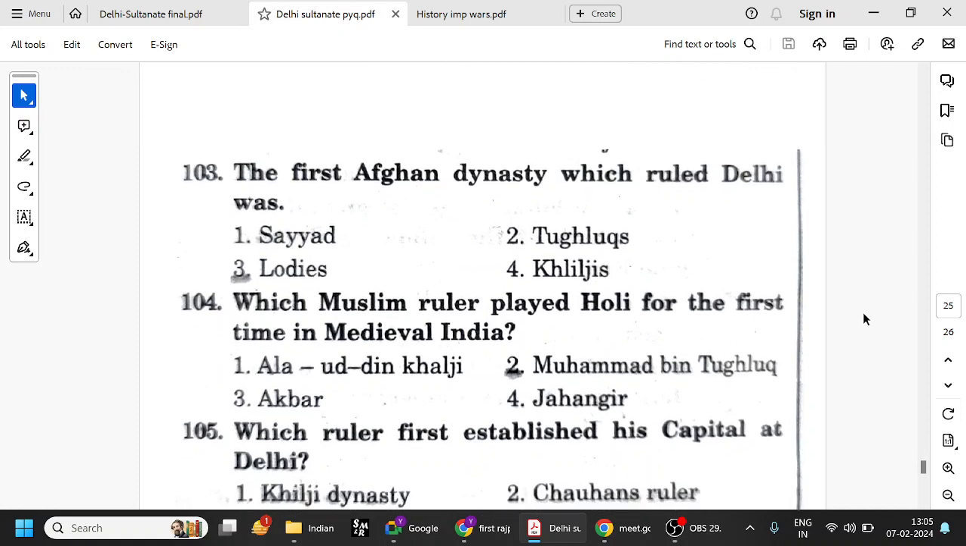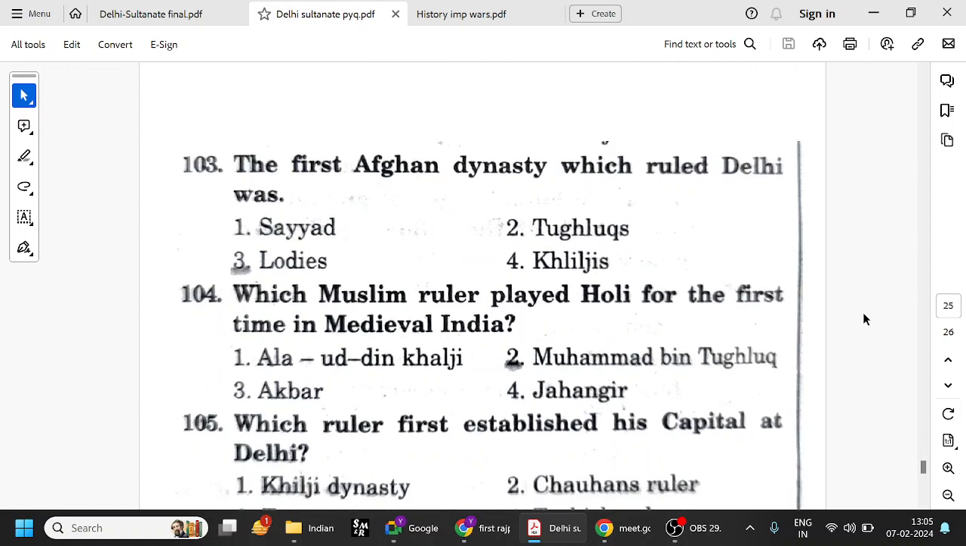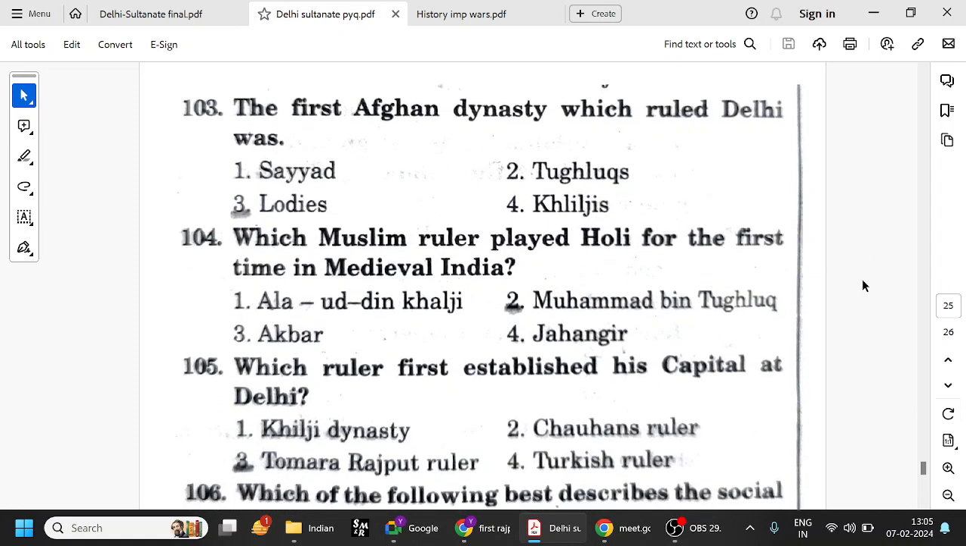The first Afghan dynasty which ruled Delhi was Lodhis. So all the others are Turks. Okay, the Tughlaqs, Khiljis, Mamelukes, Sayyids, everyone is Turkish. Only the Lodhis are the first Afghan dynasty.